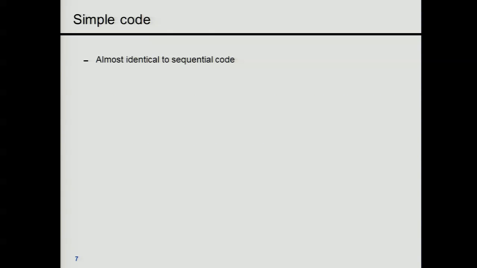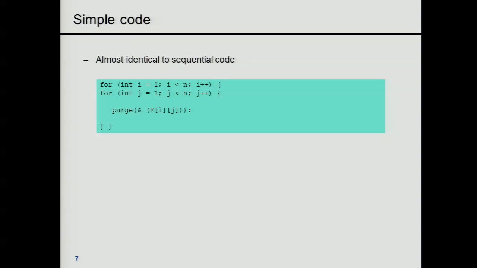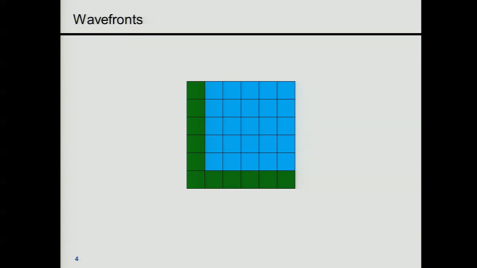So this is almost identical to the sequential code. All you have to do is start by adding a doubly nested loop, which runs from 1 to n across i and j, and it simply purges each of the values in this F array. So if we go back to here, for i from 1 to n and for j from 1 to n, I basically purge or empty these cells. The F[i][j] value, I set those bits to empty. So now each of these cells, the value is empty.